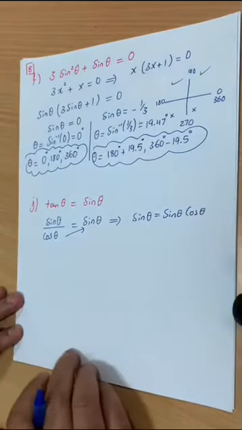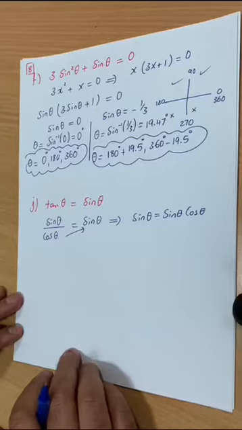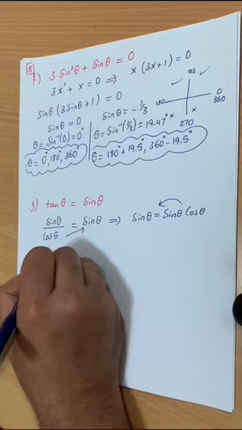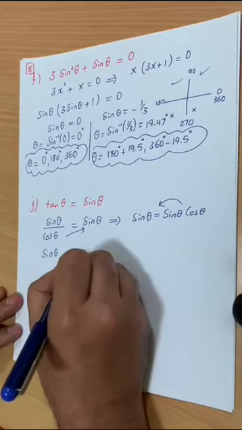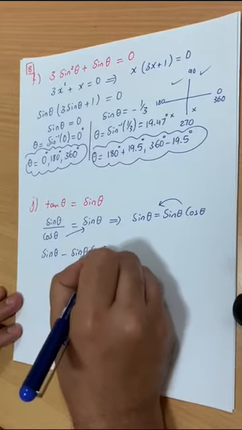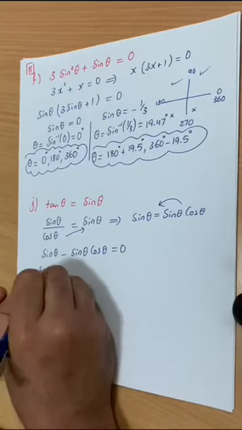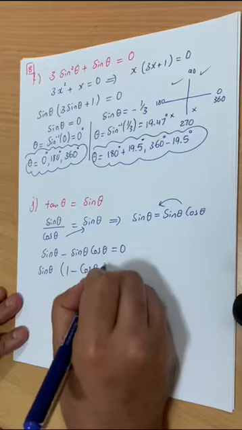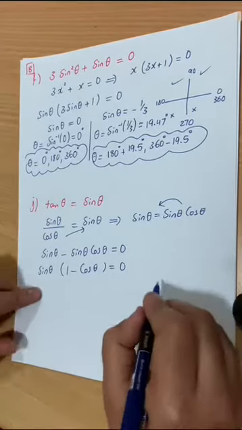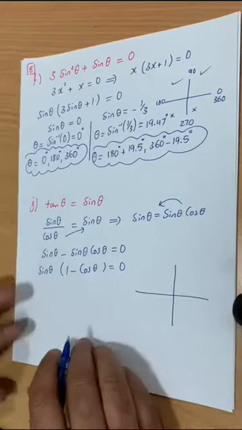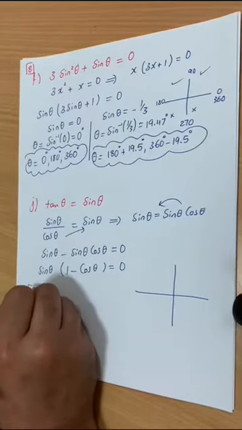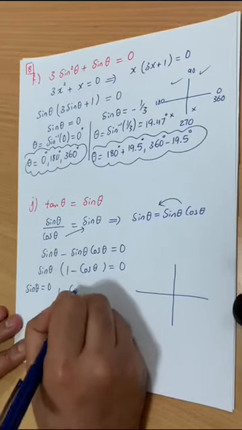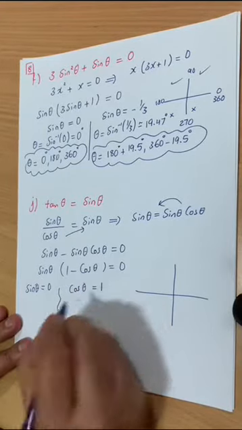We couldn't cancel the sine with the sine. We're supposed to take sine as a common factor first, but you have to move that to the other side. So sine theta minus sine theta cosine theta equals to 0. Take sine theta as a common factor, so only 1 minus cosine theta is left. Now, based on the given range, sine once sine theta equals to 0 and once cosine theta equals to 1.